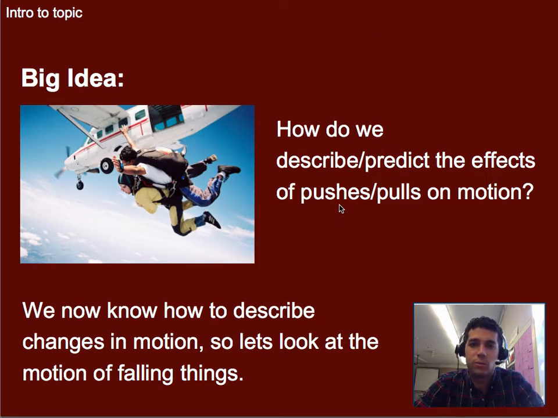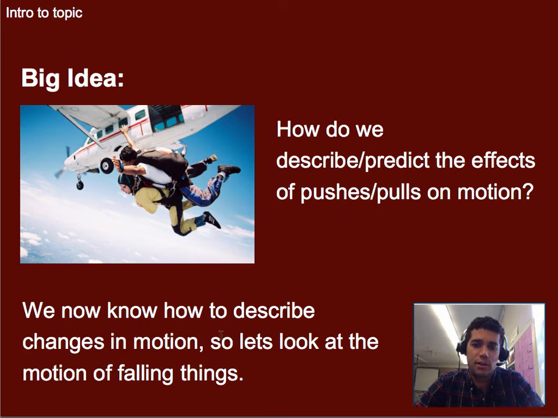Now, we've been working towards this idea of how do we predict the effects of pushes and pulls on motion. We've talked about things accelerating, we've talked about things in terms of their velocity and speed and distance and where they are. And so now let's begin looking at a type of pull that's all around us, which is gravity. We're always being pulled by gravity, so let's look at that as a way to introduce the idea of pushes and pulls before we formally define what a push or pull is in physics.